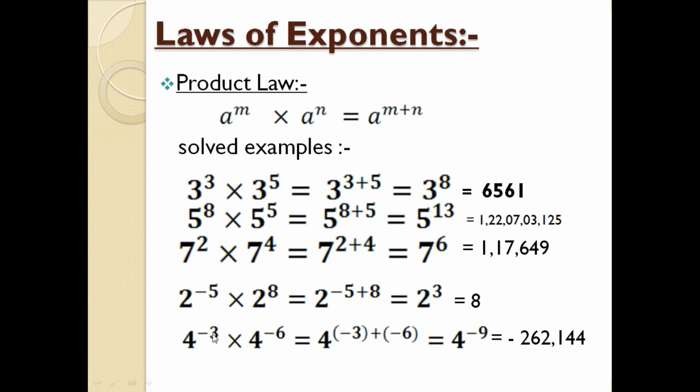Here 5 raised to minus 3 into 5 raised to minus 6. So here 5 raised to minus 3 plus minus 6. So plus minus minus. And this minus 6 minus 3, that answer will come minus 9. So the final answer will be minus 2,62,144.